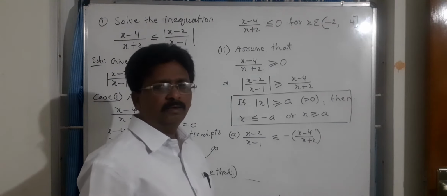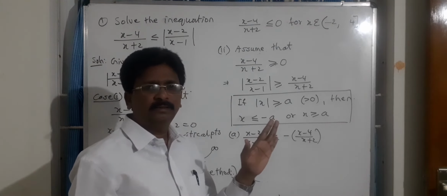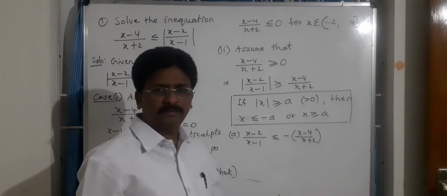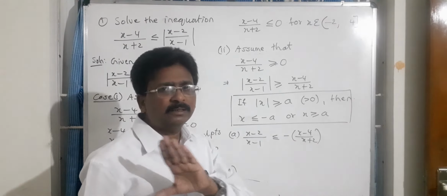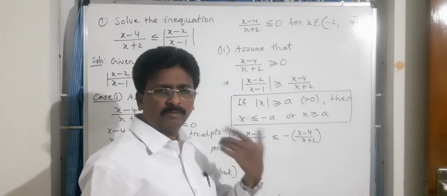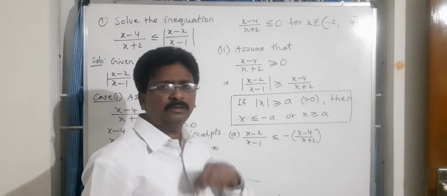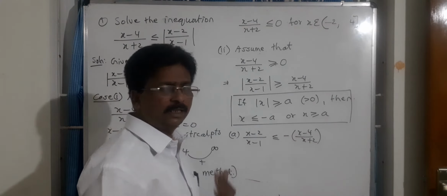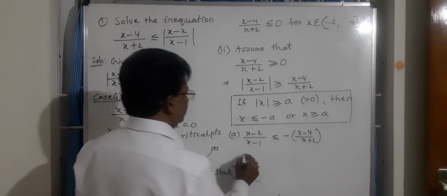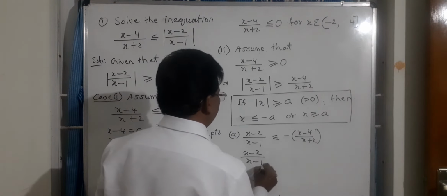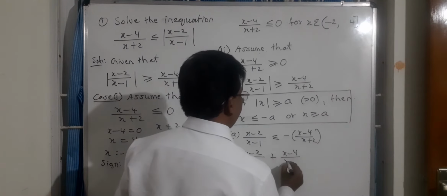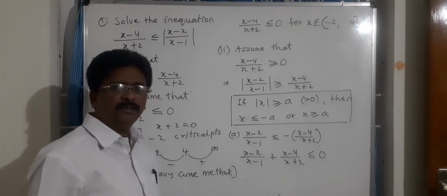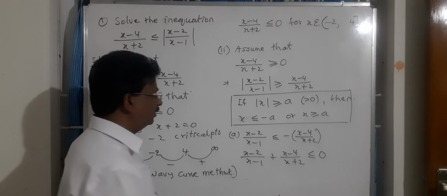Next, whenever the denominators are variables, don't do the cross multiplication. X is the variable, so don't cross multiply. What should we do now? We just have to take the right side number to the left side. So (x minus 2) divided by (x minus 1) plus (x minus 4) by (x plus 2) is less than or equal to 0. After that, take the LCM.